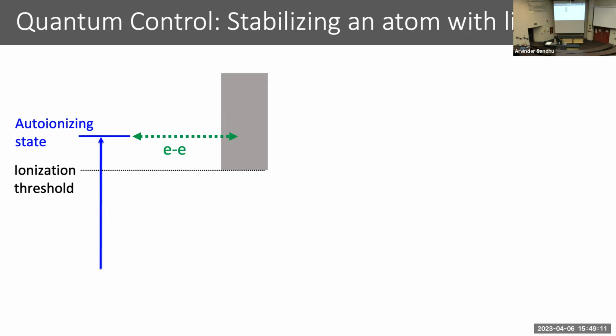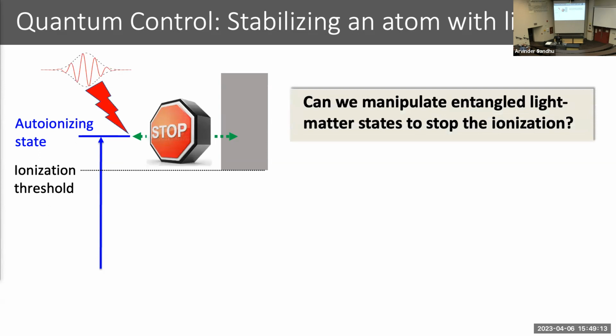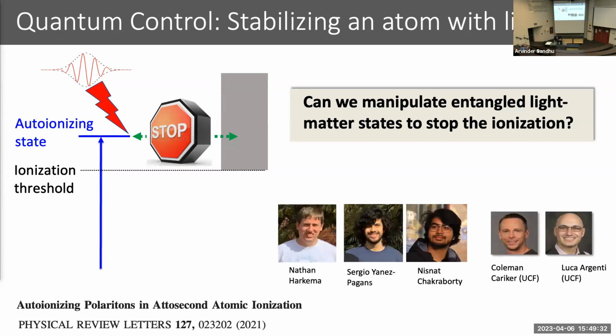So let me explain to you the goal first. The goal is to find a way to use the light to shut down this process. It's a natural process. It's an unstable system, right? It's a non-equilibrium system. How can you control this so that it does not autoionize? So how can you create entangled light-matter states to stop this process using your light waveforms? So this is the work that was done in my lab a couple of years ago with my students here and in collaboration with Luca Argenti's theory group at UCF.